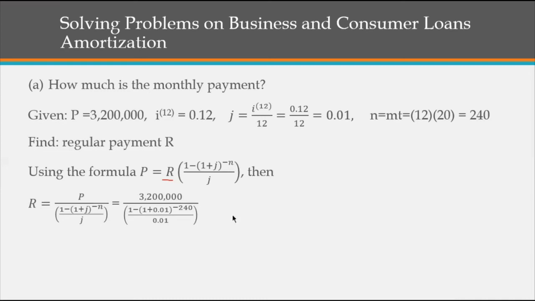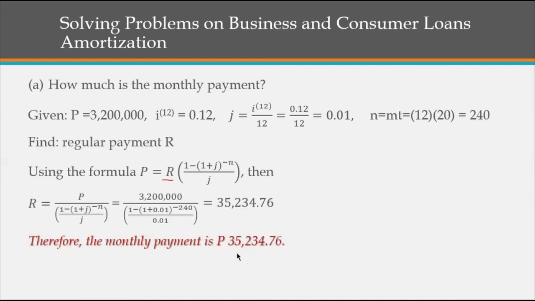And it gives, pwede mo siya i-verify gamit ang calculator. So, ang regular payment or monthly payment ay 35,234.76. Ayun ngayon ang magiging monthly payment. 35,234 pesos and 76 centavos. And that is the answer for letter A, itong monthly payment.